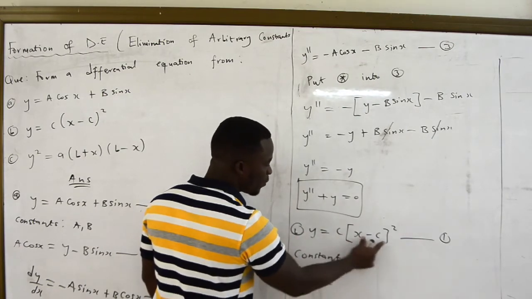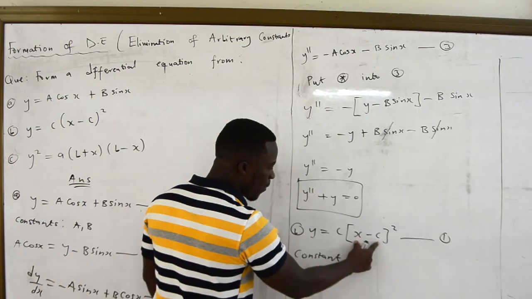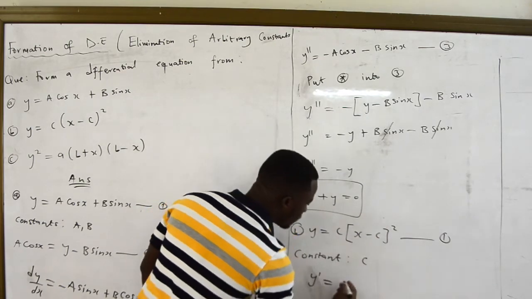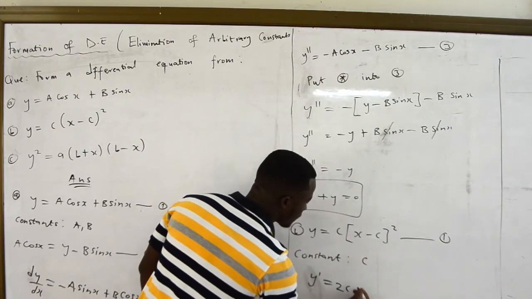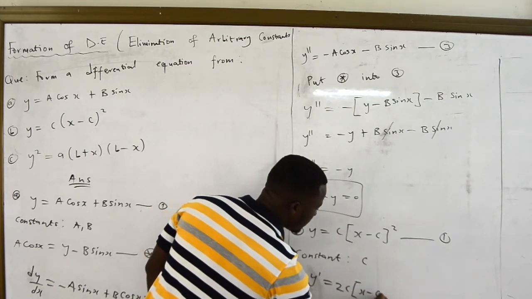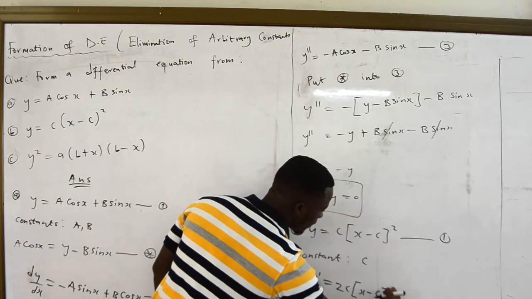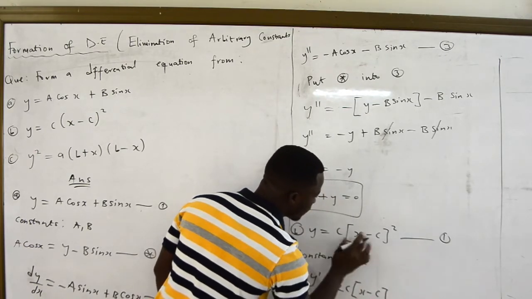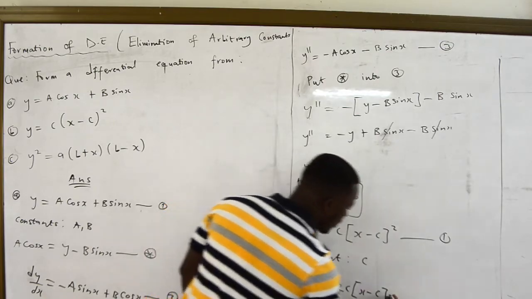Then I will differentiate the function with the power, then differentiate without the power. Differentiating this one, I get 2c(x - c). 2 minus 1 is 1. When I differentiate without the power, there's only one x. When I differentiate this one, I get 1, so I get this one back. I will name this one equation 2.